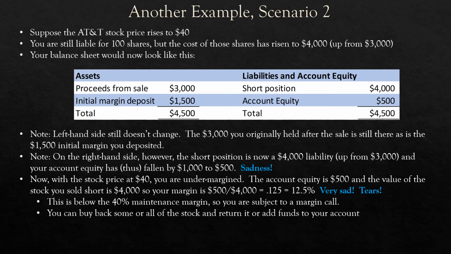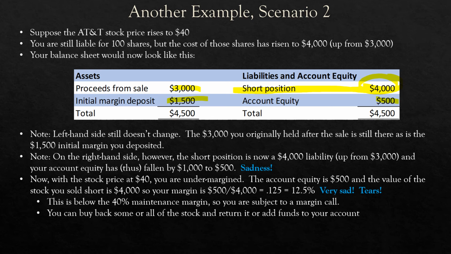Your balance sheet's now going to look like this. The proceeds from the sale are $3,000. That's the initial sale. The left-hand side doesn't change. So your $3,000 is there. Your initial margin is still there. But note on the right-hand side, the short position is now a $4,000 liability, up from that $3,000, and your account equity has thus fallen by $1,000 to $500. So you've lost some value there.